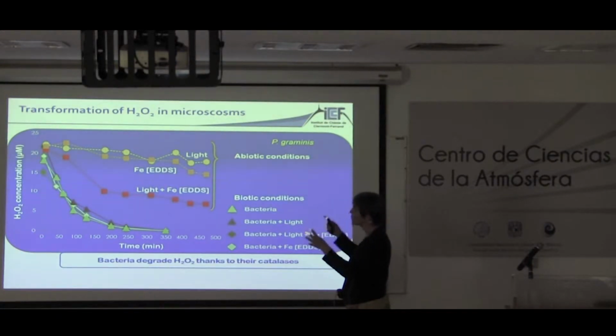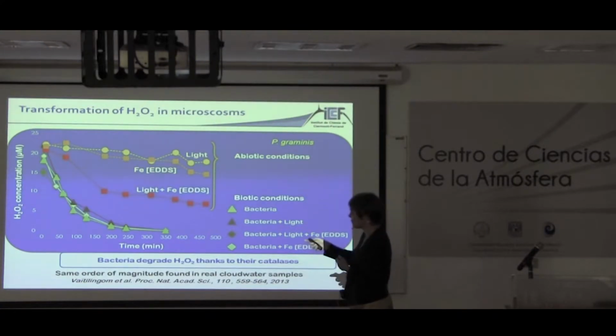So it means that, as we showed before in the bulk cloud water, we found the same with isolates from the clouds, different strains, and we got the same type of result. They are able to transform H2O2. So that was a confirmation of what you've seen before. And when you measure the rates of degradation, they are the same range of magnitude as the rates we measured in the bulk cloud water.